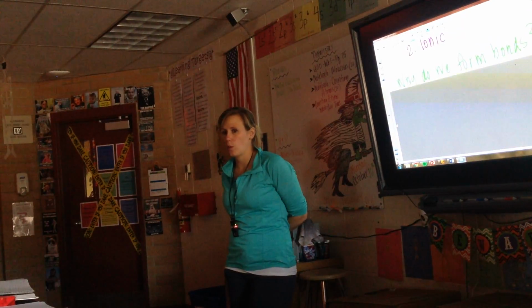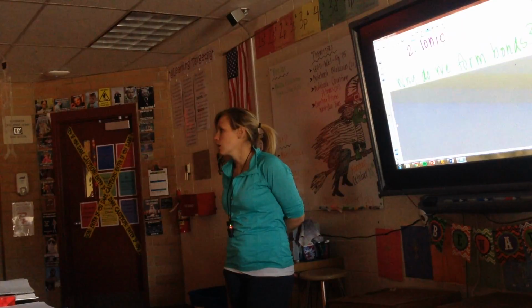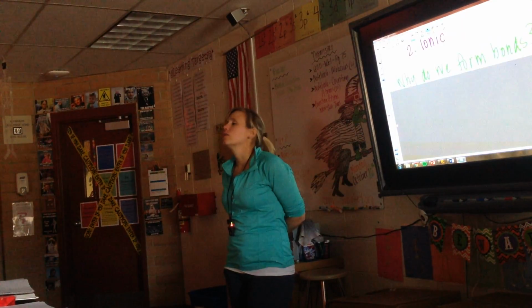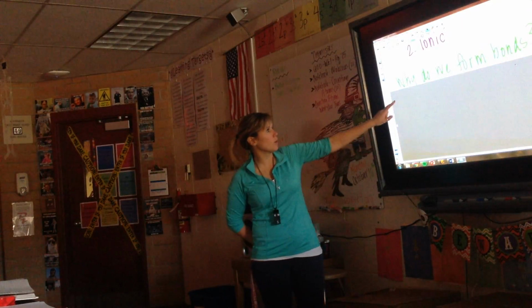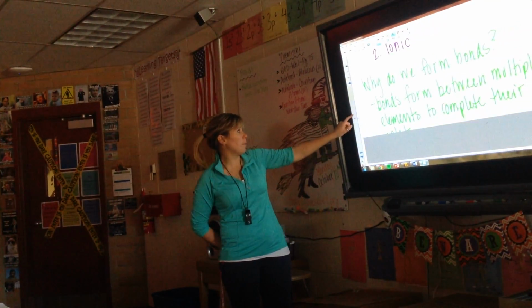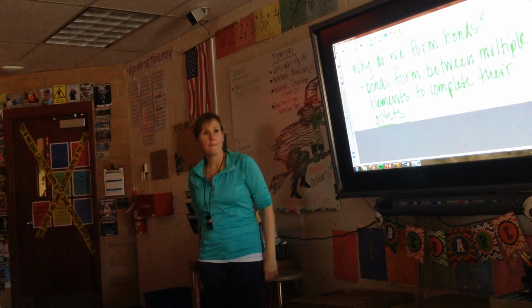But why are they more stable? Anyone know? Someone other than Buck this time. Garrett, what do you think? They can add electrons to the valence when you put it up. Right, exactly. What's that rule called? Octet. Their octet rule. So the main reason is that bonds are going to form between multiple elements to complete their octets.